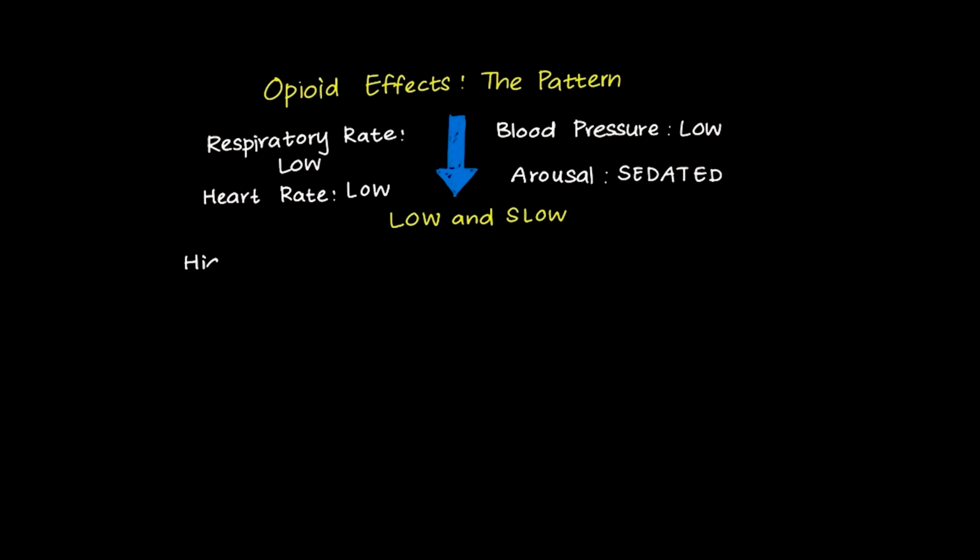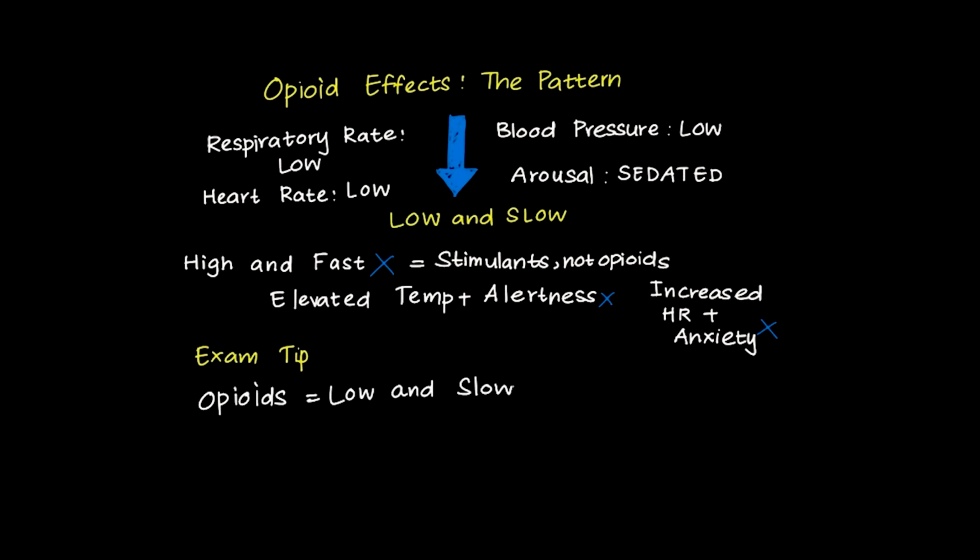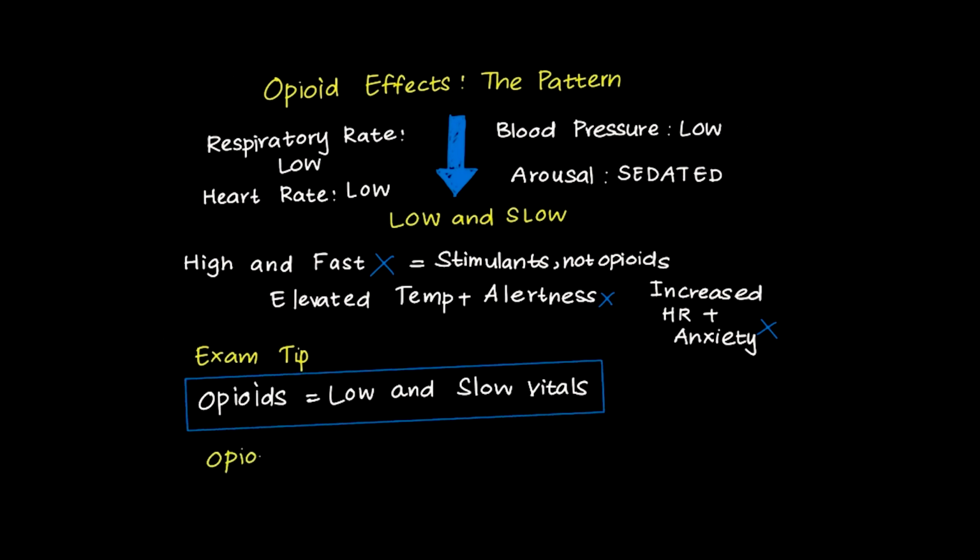High and fast vital signs are what you see with stimulants, not opioids. Elevated temperature and alertness are the opposite of what opioids do. Increased heart rate and anxiety sound like a sympathetic response or stimulant effect, not CNS depression. Here is a WGU D441 OA exam tip for you. When a question describes a patient on opioids and all the vitals are trending downward with sedation, the phrase is low and slow. That is the opioid pattern. Quick recall hook. Opioids go low and slow. Everything drops.